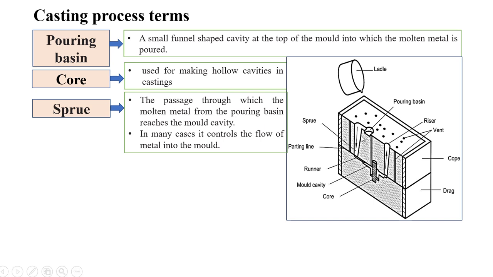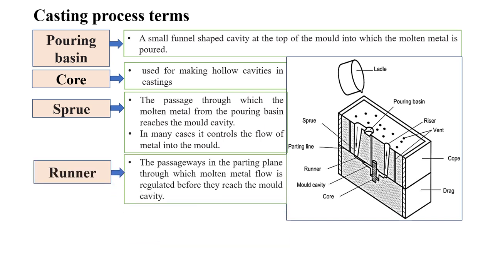So this is the pouring basin, and from the pouring basin, metal flows through the sprue and then to the runner, and finally comes into the mold cavity with the help of the gates. Sprues are generally made in a taper form, which absorbs the momentum so turbulent flow can be decreased, so it gives a smooth flow for the molten metal.